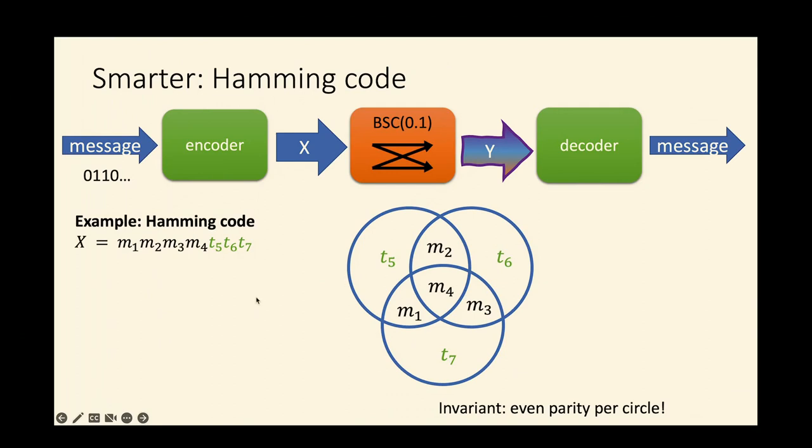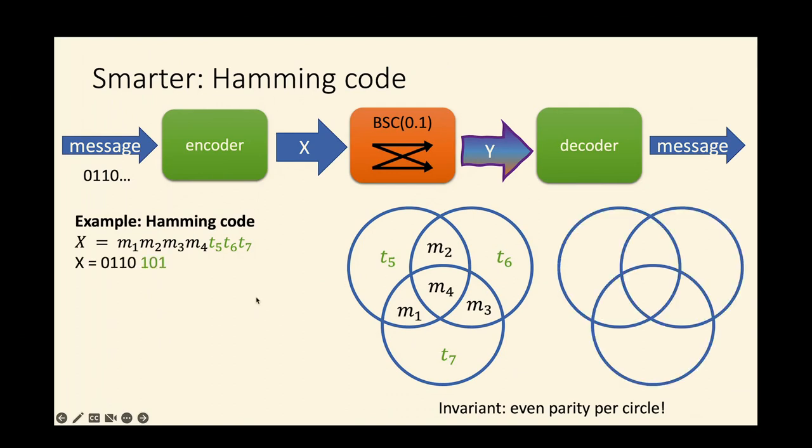And here's a nice graphical way to illustrate how this works. So here's an example. Let's say we have this message bit 0110. So we put them in these circles according to this scheme here. We put the 0 at M1, we put the 1 at M2, we put another 1 at M3, and then the 0 here. And now we would just want to make sure that all the circles are happy.